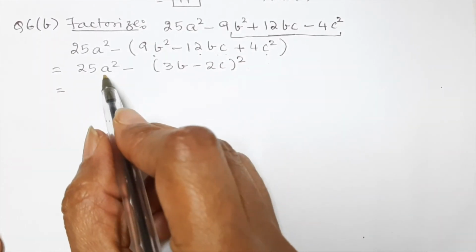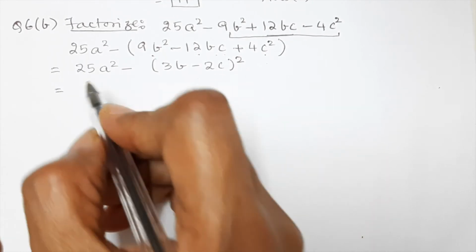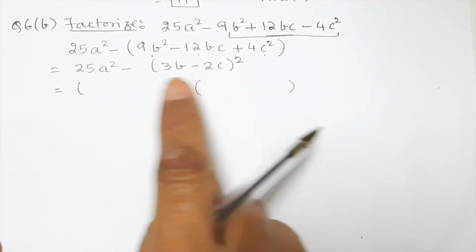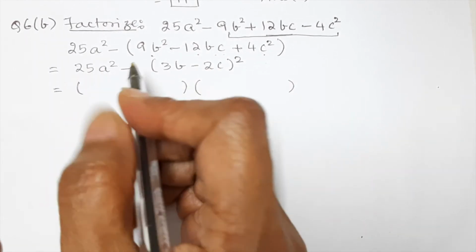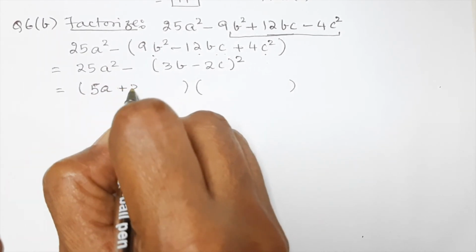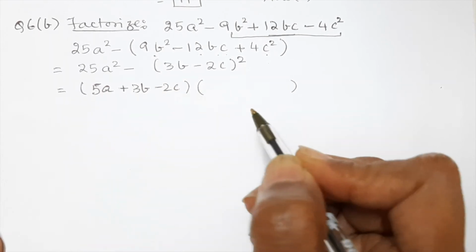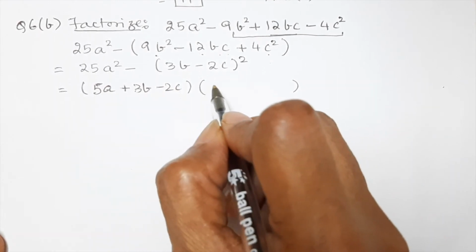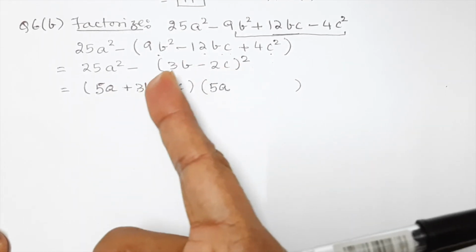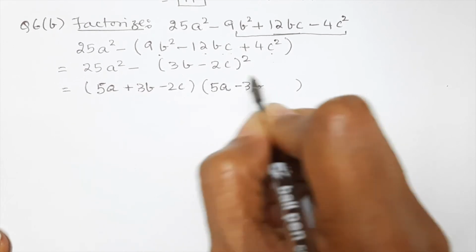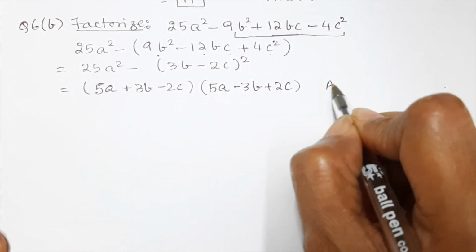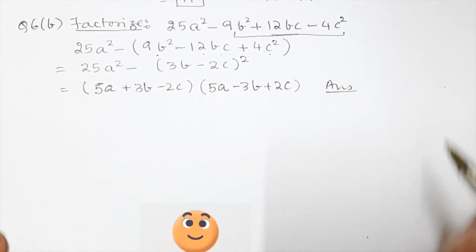So you will see this is like your a square minus b square. So you will have two brackets. You will have a plus b and a minus b. Now 25a square is the square of 5a. So 5a plus 3b minus 2c will be the first bracket, and the second bracket will be 5a minus this bracket, so minus 3b, and this will be plus 2c. After this we cannot do anything more, and so that is our answer.